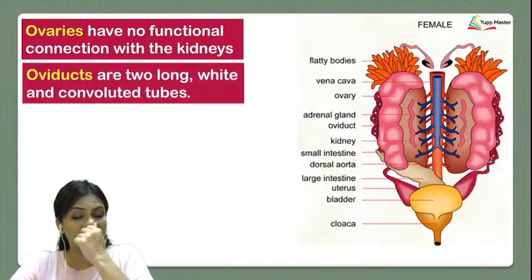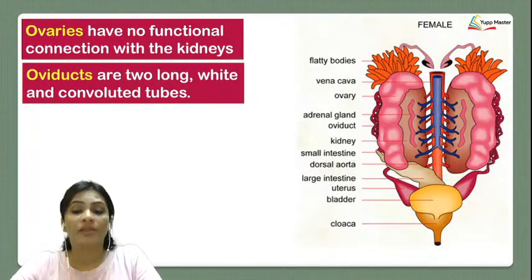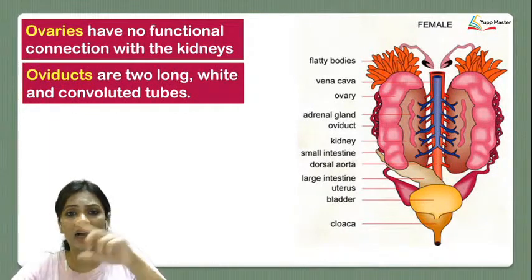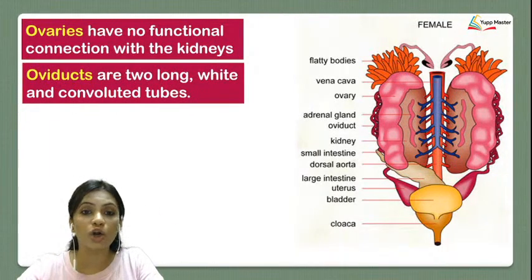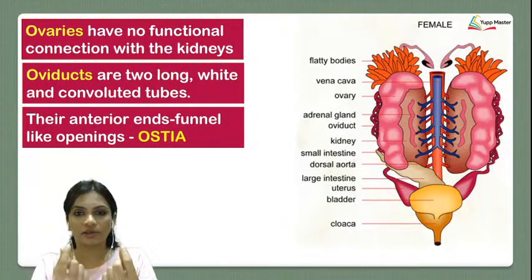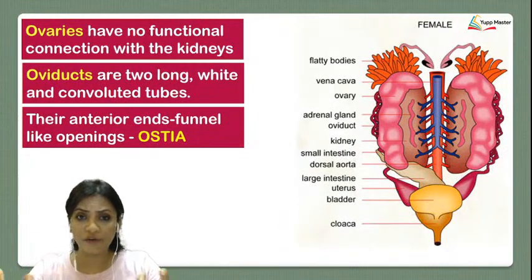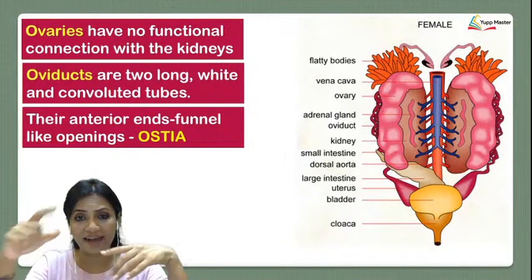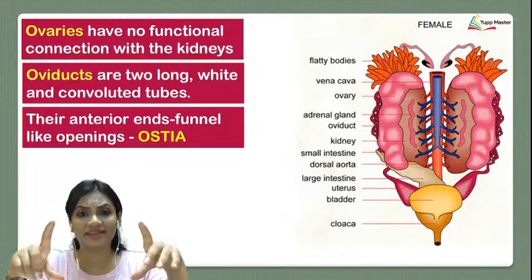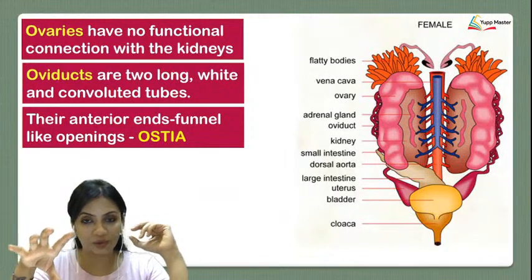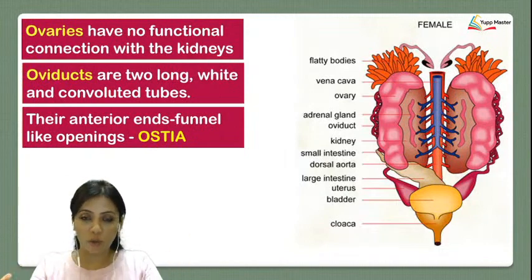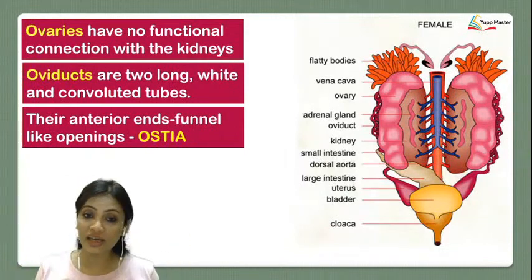Okay. Also, we see that there are oviducts present. These oviducts are two long tubes. Okay. They are white and they are highly coiled. So that's why it is said that they are convoluted tubules. Okay. Now, oviducts are like small funnels, just like in humans, and the funnel region has got an opening, just like humans. That opening that's present is going to be called as ostia. Okay, so the funnel, that oviduct which is present has got openings. Those openings are called as the ostia.